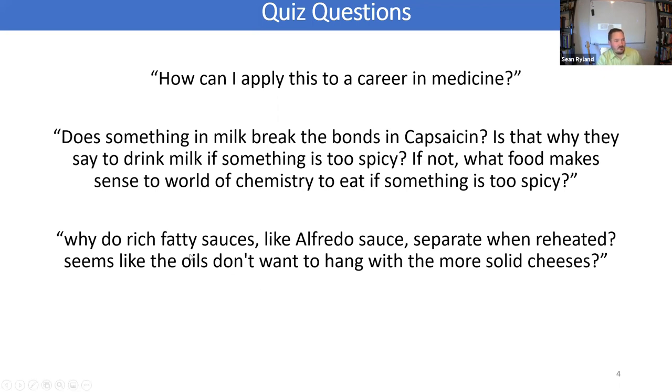And why do things separate? This is also something we're gonna talk about in lab today, because when you have things that are soluble in water and things that are soluble in fat together, the things that are soluble in water tend to move into the water layer, and things that are soluble in fat move into the fat layer.